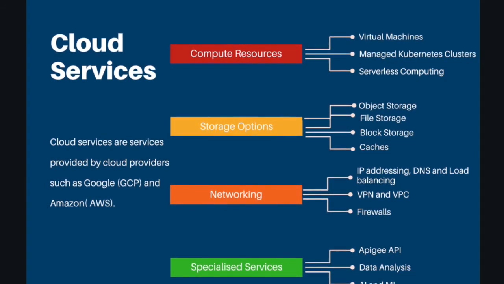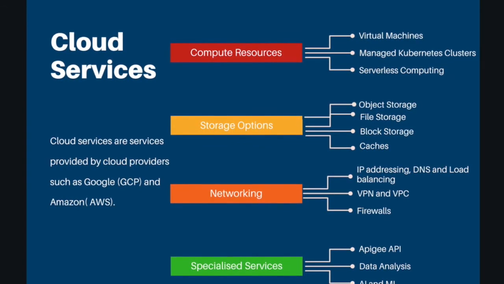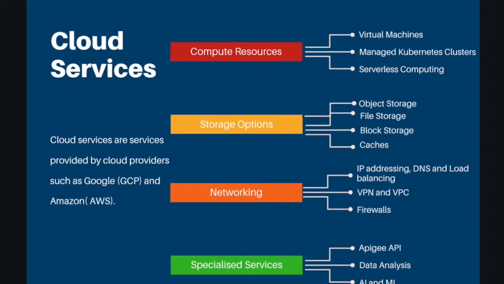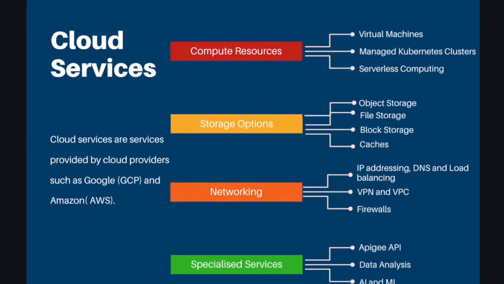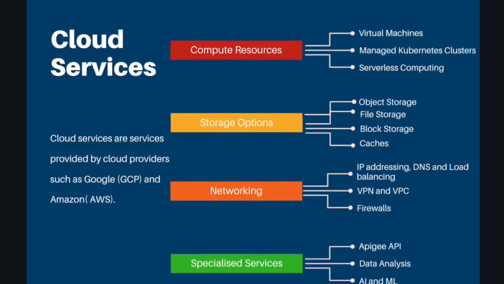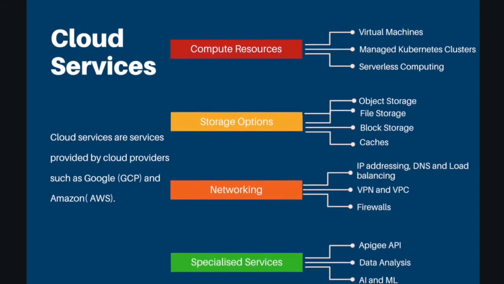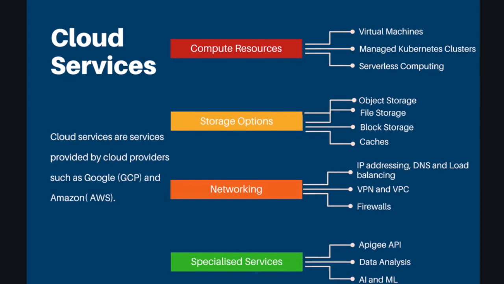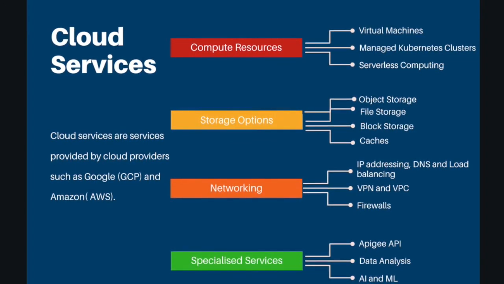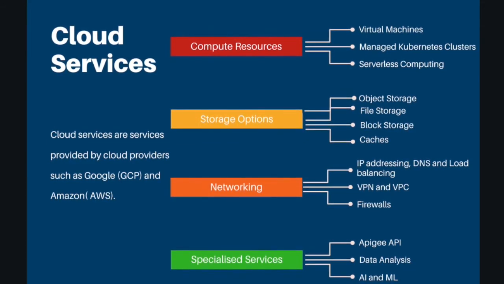Storage options include object storage, file storage, block storage, and cache. I think you might be familiar with cache and a few of the others, but if you're not, again, we will go into these in detail, so don't worry. Networking might be IP addressing, DNS, and load balancing. These are quite specific to Google Cloud. And then we'll have a look at VPN, VPC, and firewalls, which are general for most cloud providers. VPN stands for Virtual Private Network, and VPC is Virtual Private Cloud.